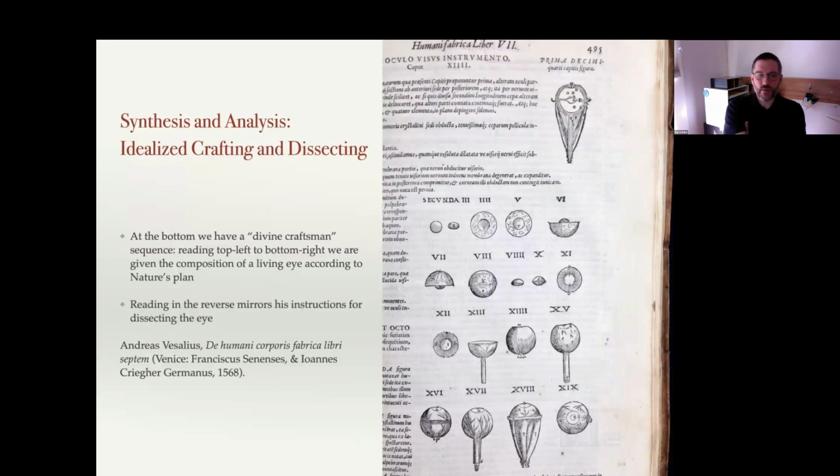But in the bottom sequence, we have this divine craftsman sequence where you're constructing the eye from the interior outwards. But read in reverse, you also have a replication of Vesalius's instructions for dissecting the eye. You denude it, you cut it transversely along the axis, and then so on and so forth. You reveal the parts. But of course, this is not what you would see in an actual dissection.